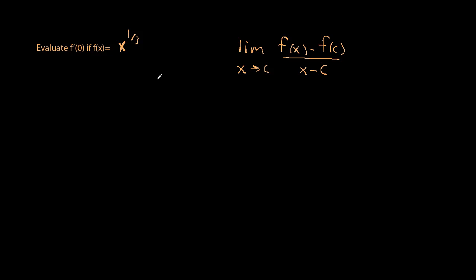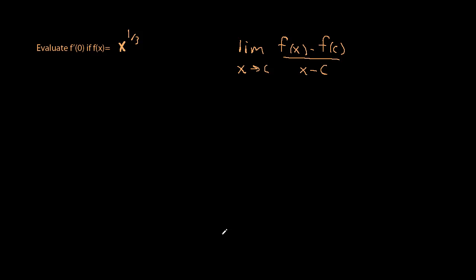Okay, in this video we're going to look at another example using the alternative form of the derivative. The problem is we want to find f prime of 0 for this function. Another way to look at it is, what is the slope of the tangent line to this curve at 0?